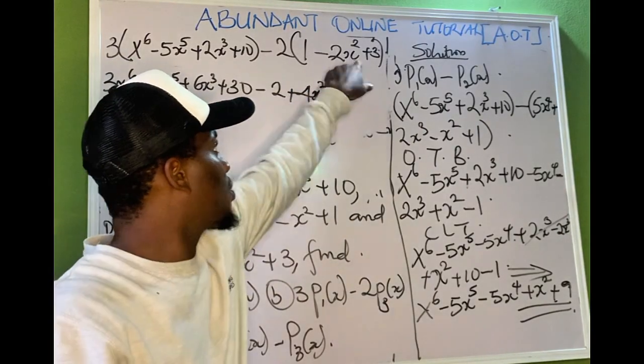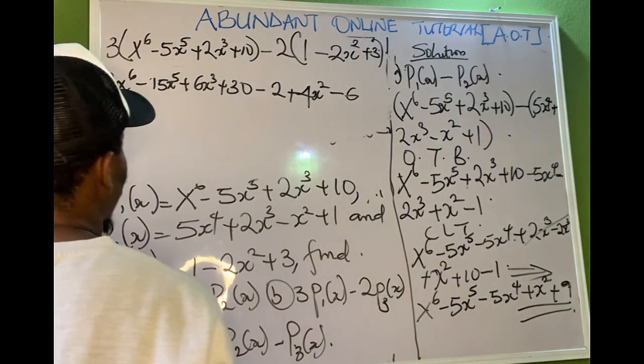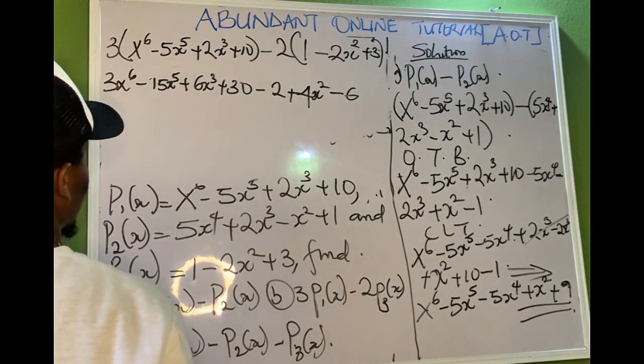Then minus times plus is minus. 2 times 3 is 6. So I think that is very, very clear. What we are going to do next is to collect the like terms.